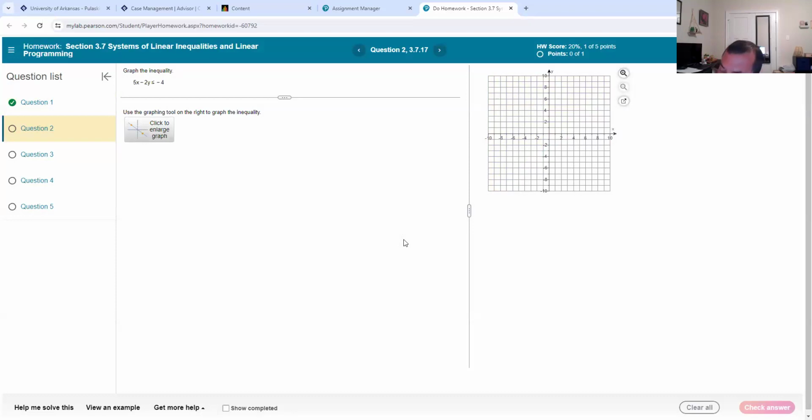Now, let me write this one down. What is that? 5x minus 2y is less than or equal to -4. So let me solve this one, and then I'll actually show you how you can do these on the calculator. So I'm going to go back to my paper.